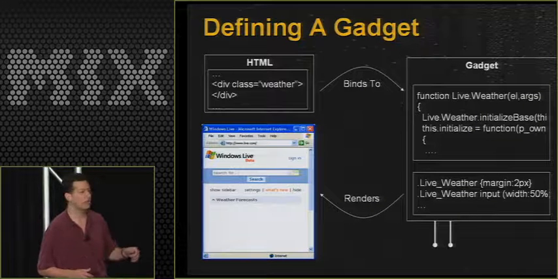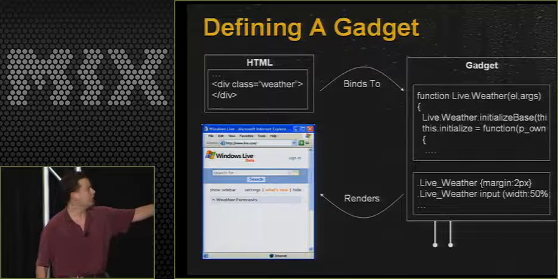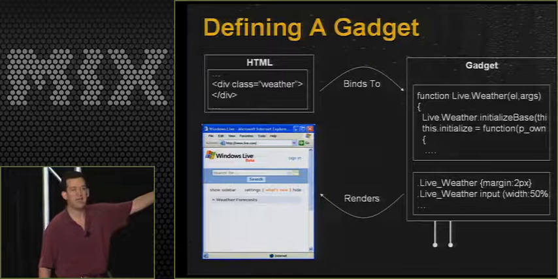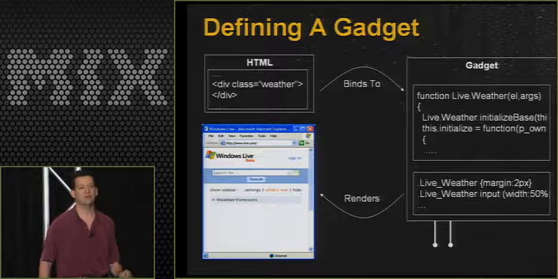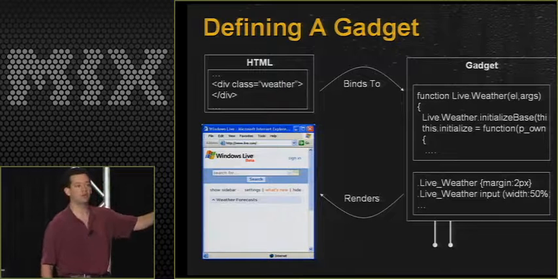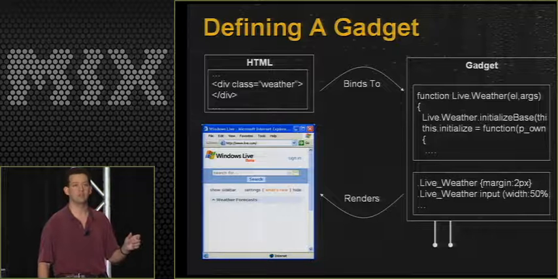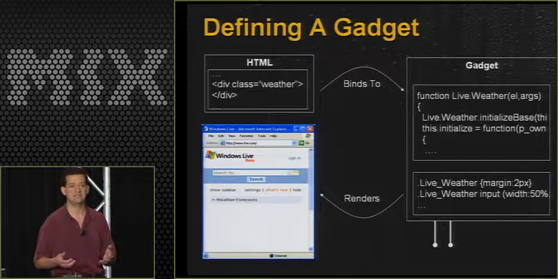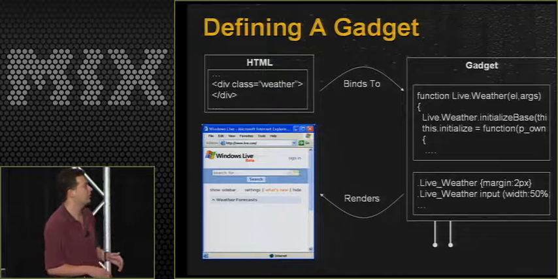If you've been looking closely, you might notice something about that CSS sheet. What's the class name of my gadget? Live.weather. What's the class name I applied in my CSS sheet? .live underscore weather. We had to convert the dot to underscore, otherwise it would have been a compound CSS selector. It wouldn't have applied correctly.